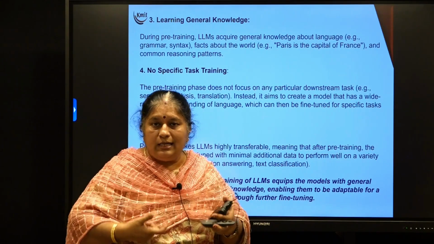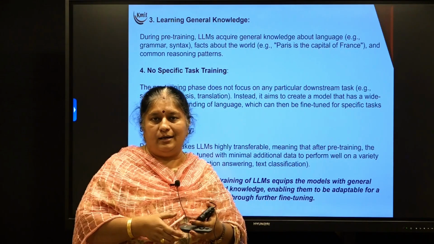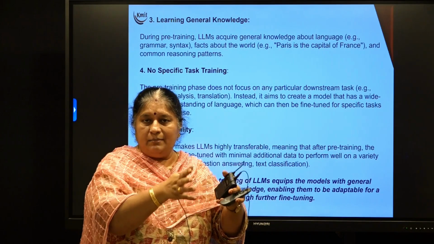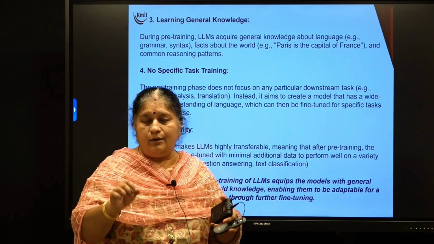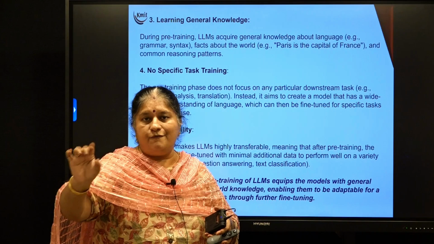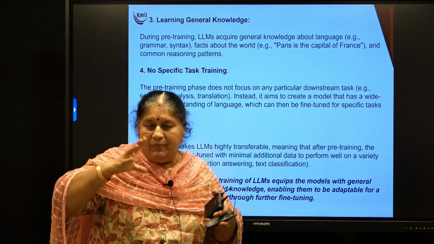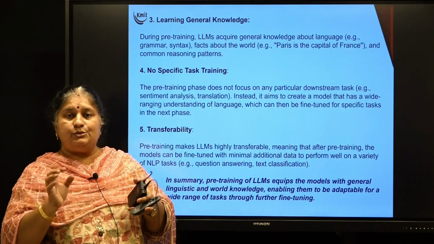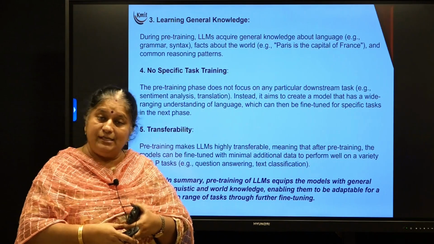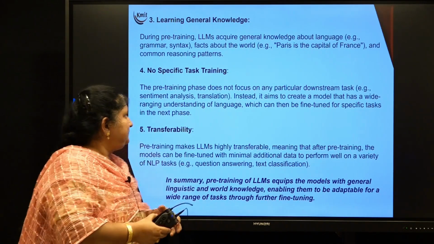It is where it is trying to generate new content. I did not tell in my data set, nowhere I wrote Paris is the capital of France. Based on its learning, it has to have that general knowledge. This is one more objective.